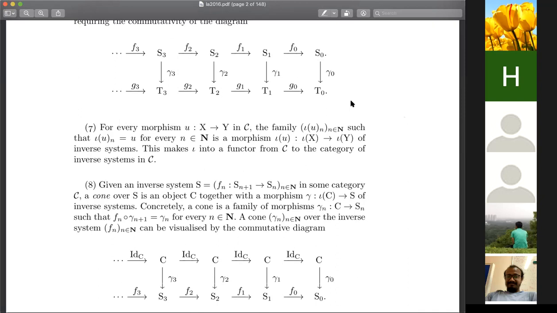So all this is there to say that inverse systems form a category. Of course, the category C being fixed, you fix a category C and you look at all inverse systems of objects of C. These inverse systems themselves form a category because I've defined the notion of morphisms of inverse systems. Okay.